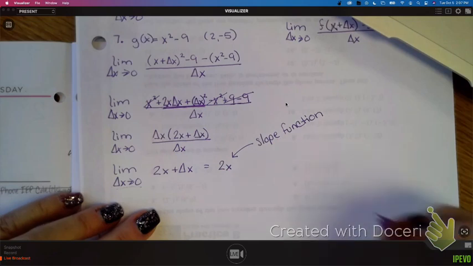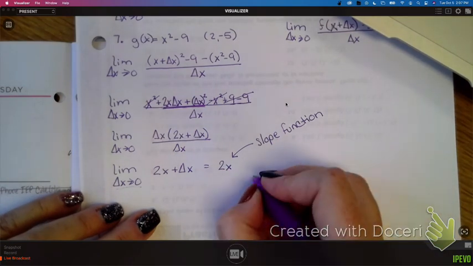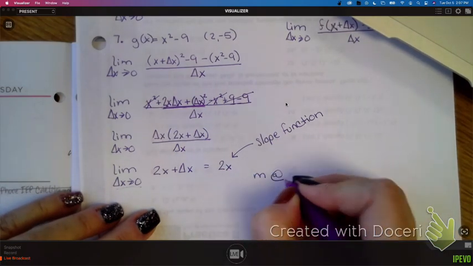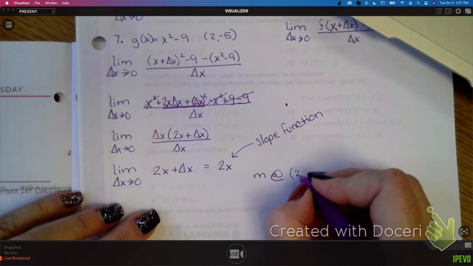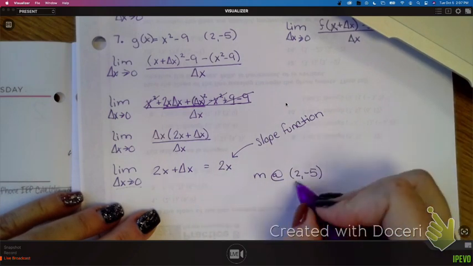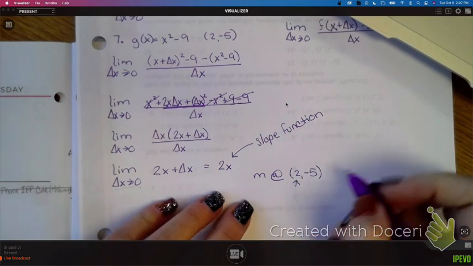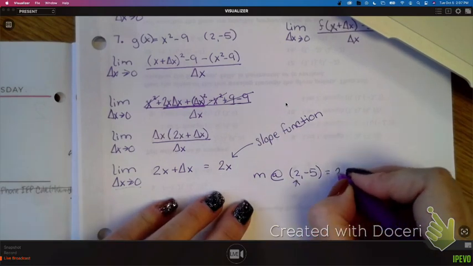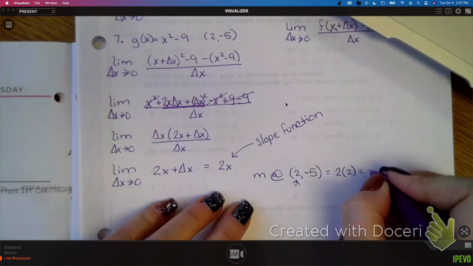So if I want the slope at 2, I plug in the x, which is 2. So 2 times 2, which is 4.